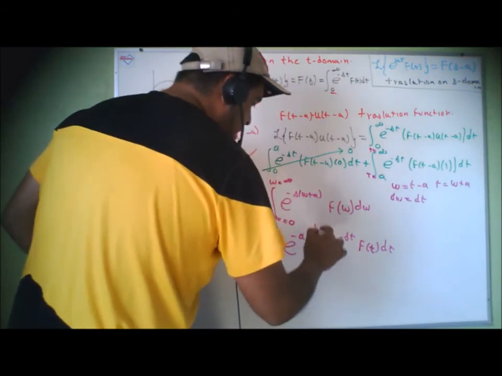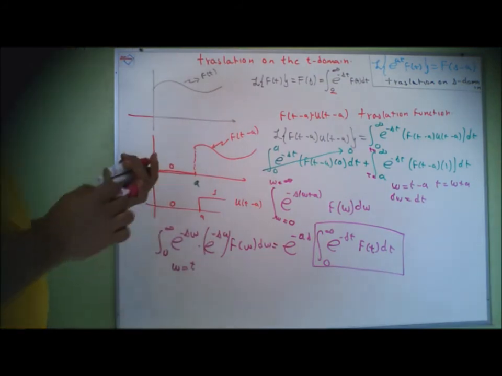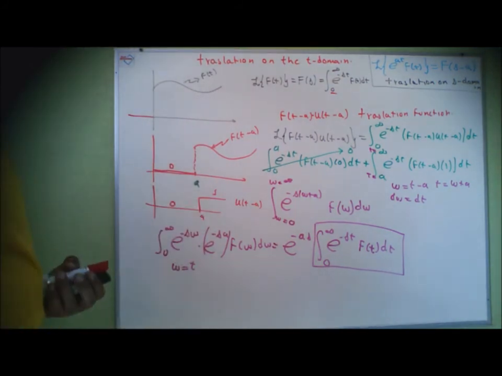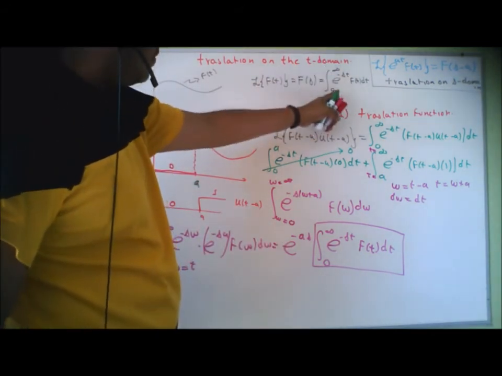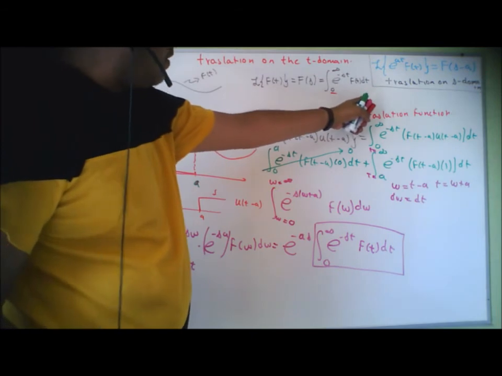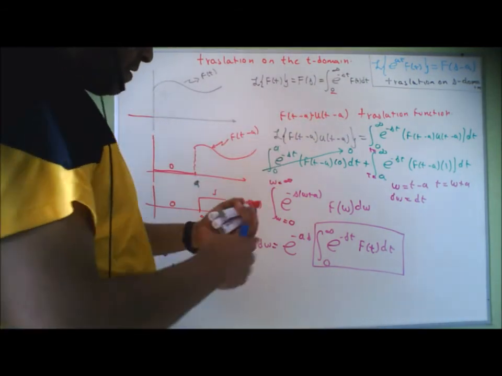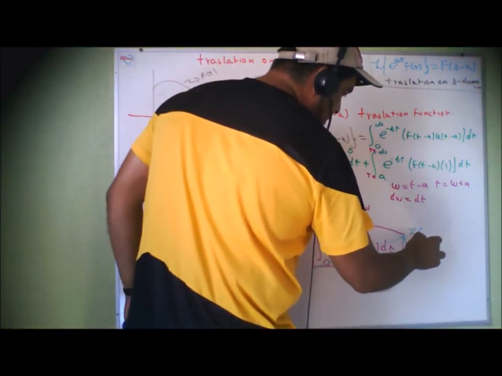Now, have we seen this before? Yes, the answer is yes. We have seen that before. It is actually the same formula from 0 to infinite, exponential minus st, f of t, differential of t. So this is actually the Laplace transform of f of t.